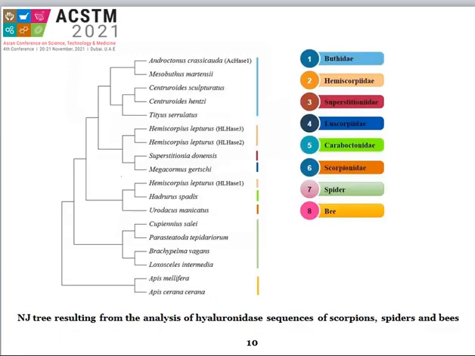Moreover, in the present study, we have used the phylogenetic tree to infer the origin of these proteins from real data in the different species of scorpions, spiders, and bees. Our phylogenetic tree suggested that the Buthidae family had a completely different evolutionary process from other scorpion families, while the Hemiscorpiidae family is similar to other scorpion species, as you can see in this picture.